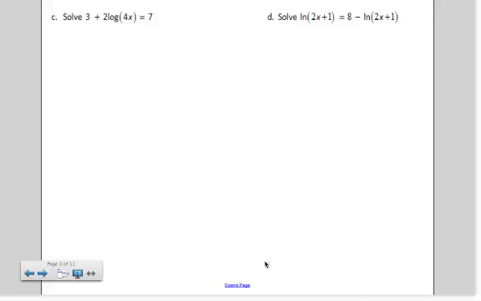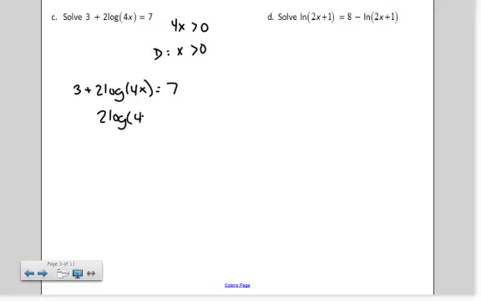Okay, now here we've got a domain issue that we have to take care of first. The only thing is the 4x, which must be positive, and we get x has to be positive. So now when we see this, notice that 3 is just a constant, so we're going to move that to the right-hand side of the equation. Solve for the log. Get the log by itself. So subtract 3. I'm going to rewrite it. So now we have 2 log of 4x equals 4.